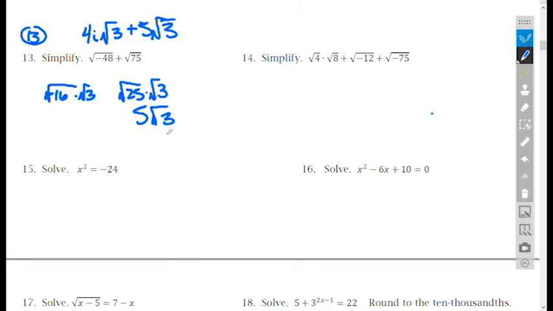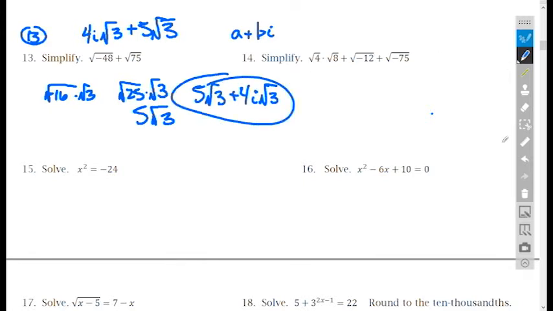Okay, so it just says simplify. These can't actually be combined because they are irrational, so this would be about as far as we can get. We could probably write the rational part first, because it's a plus bi. That's how you write a complex number. So we would say that's 5 square root of 3 plus 4i square root of 3 for number 13.